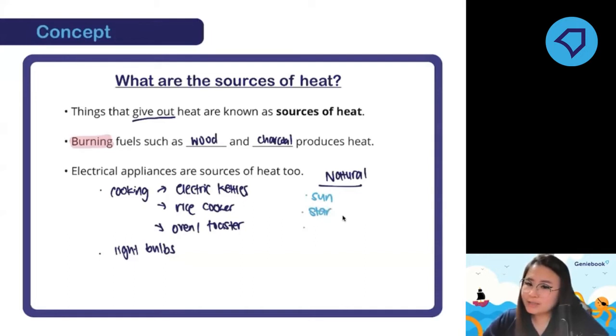What kind of fires? Moon. Is the moon a source of heat? I don't know if that's a source of heat. We have lava. Lava could be a source of heat. Lava that comes from the Earth's core. And there are a few others that we do not recall.